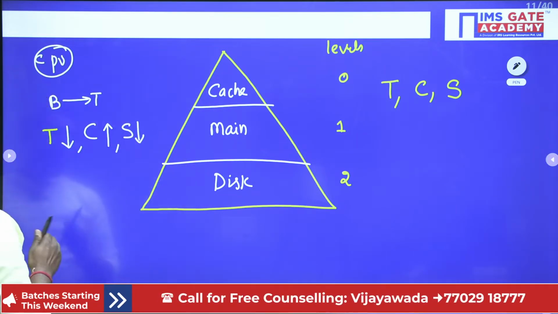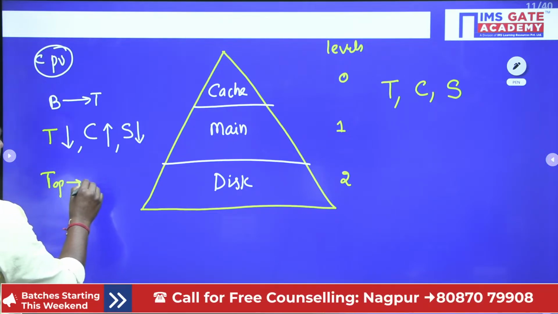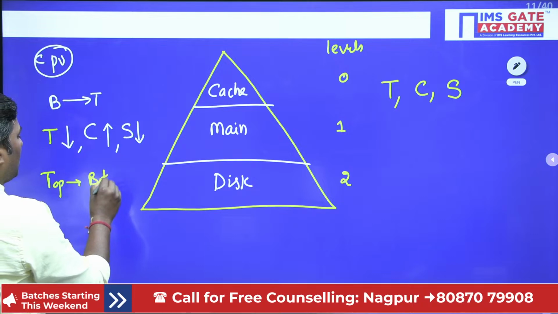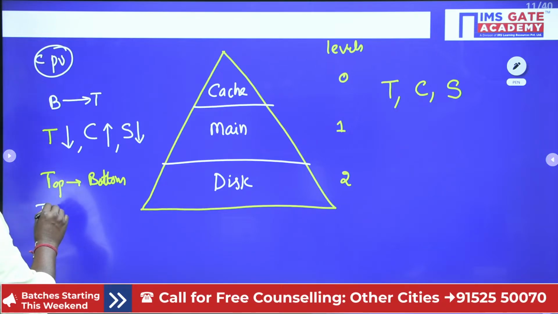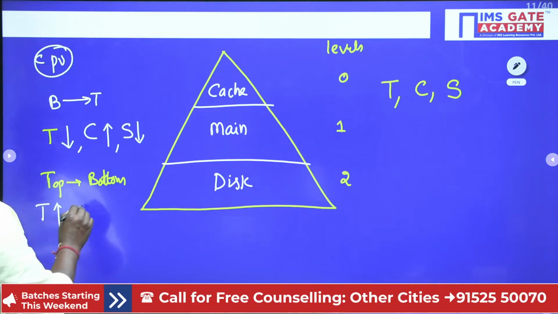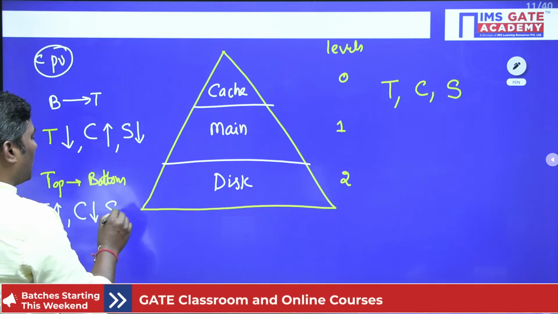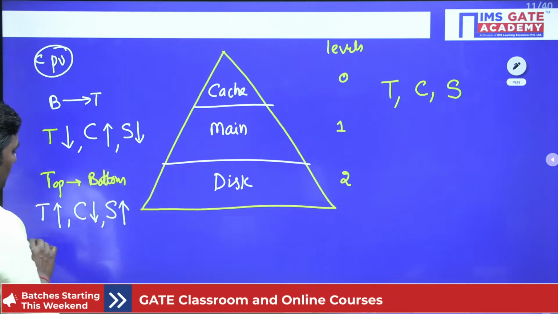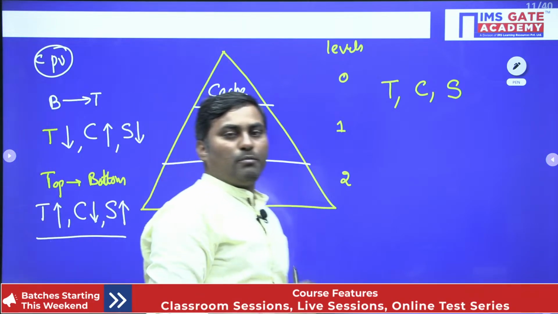This is the observation. Similarly, if you go from top to bottom, access time increases, cost decreases, and size increases. This is the observation we can make on this memory hierarchy.